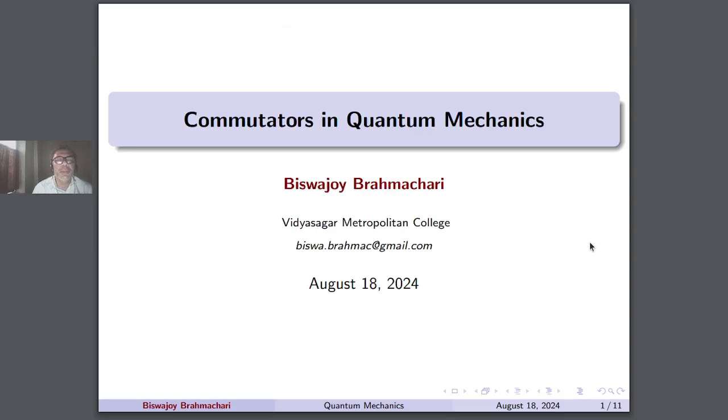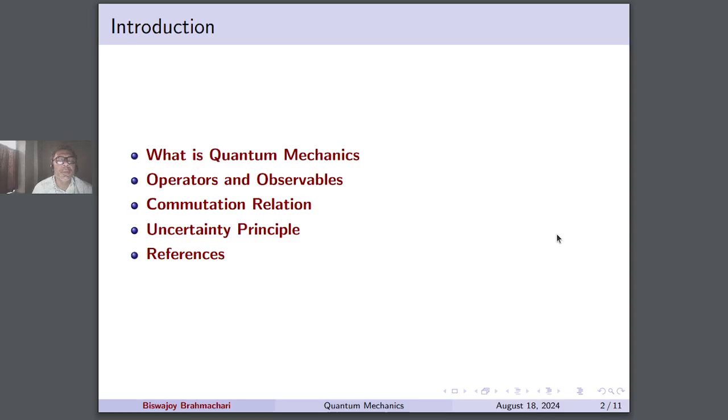Hello, so today we'll discuss commutators in quantum mechanics. So this is a plan of this talk. First we will talk about what is quantum mechanics, then we will talk about operators and observables also, then we will derive commutation relation, and then we will link commutation relation with uncertainty principle.